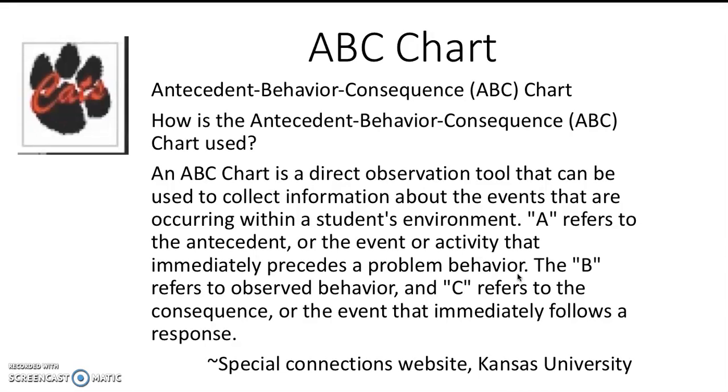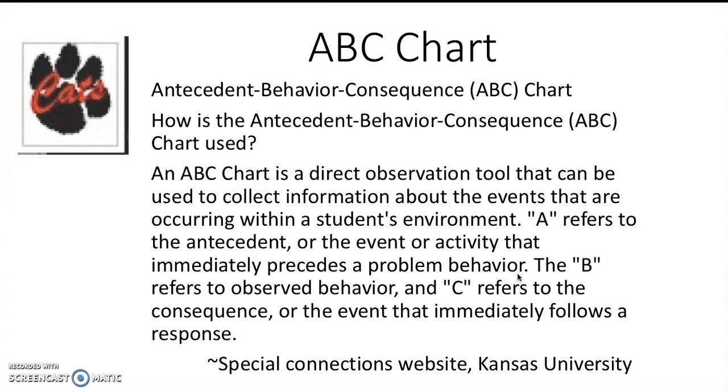An ABC chart is called an antecedent behavior consequence chart. It's the one that I prefer because I like spreadsheets and I like one-page documents, and I feel that it's easier to record with. So this is how it works. An ABC chart is a direct observational tool that can be used to collect information about events that are occurring within the student's environment. And I'll show you an example here in a minute.